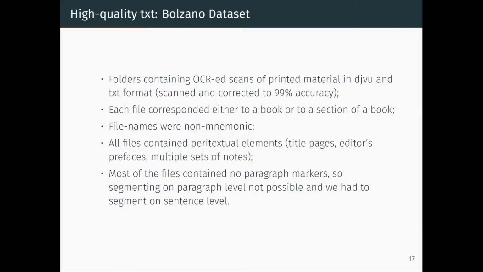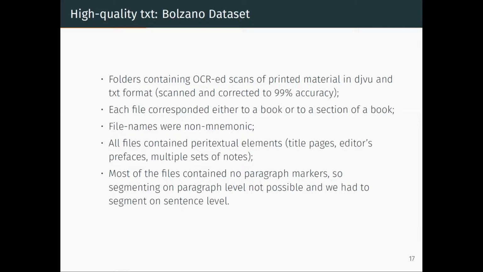We obtained folders containing the OCR scans of the printed material, both in PDF and in TXT format. All those files corresponded either to a book or to a section of a book. The file names were completely non-mnemonic, so we had to look at the document itself every time to see which book it was. We were not able, if we had a book in mind, to just open the right file immediately. And the files contained a lot of peritextual elements like title pages, editors' prefaces, and multiple sets of notes, both of the author himself and of the editor.